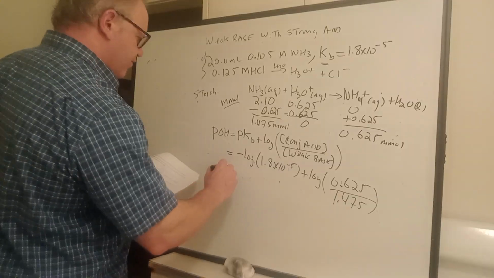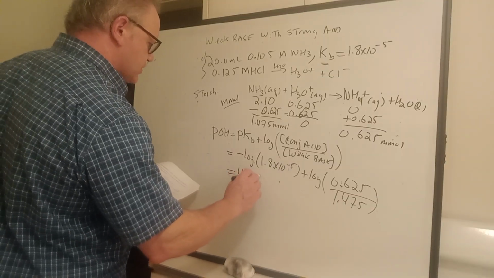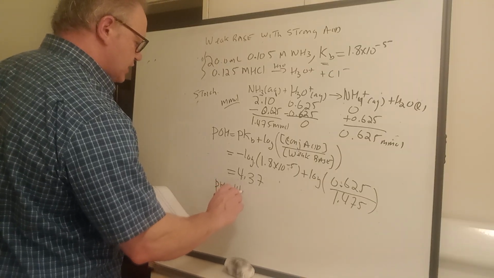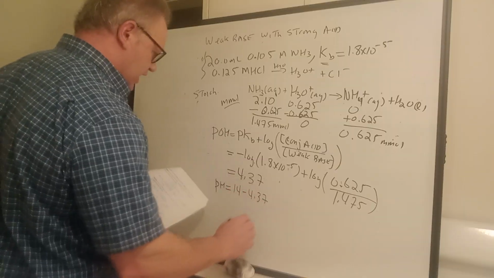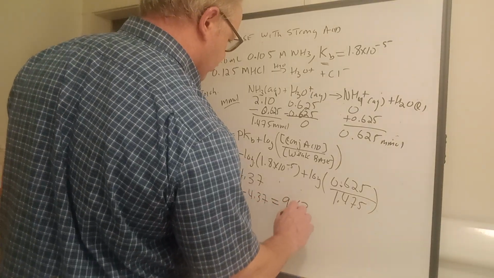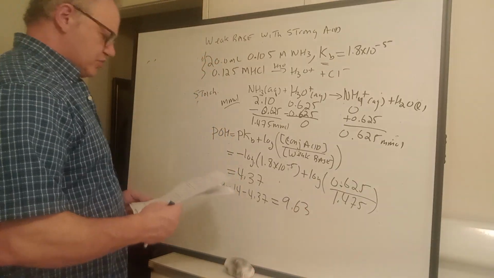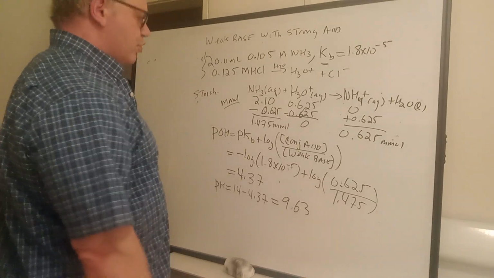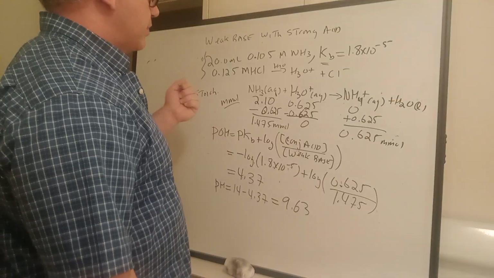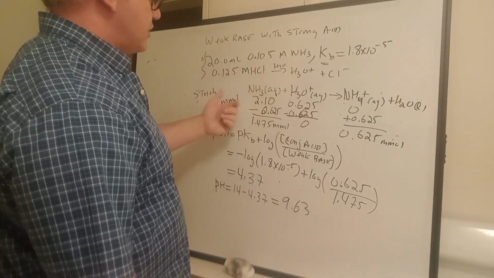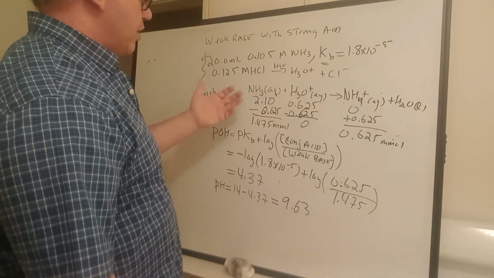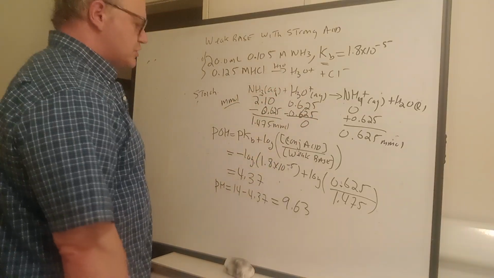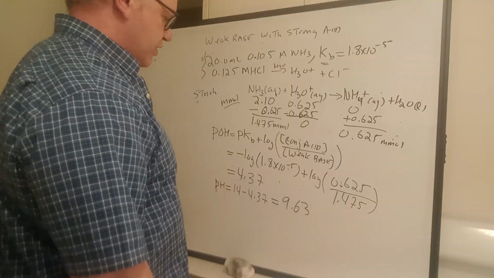I get, for the pOH, 4.37, meaning the pH is going to be 14 minus 4.37, so we're looking at a 9 something, 9.63. So let's look at this here. We're before the equivalence point. We've consumed all the acid, and we have an equilibrium mixture with ammonium and the ammonia. I would expect it to be slightly basic.